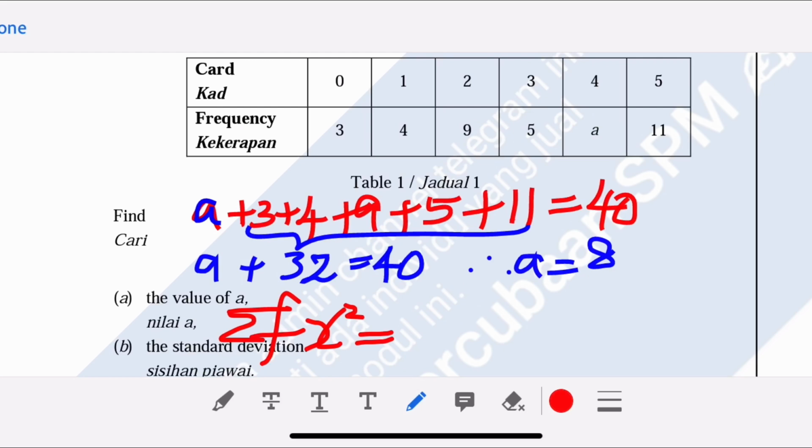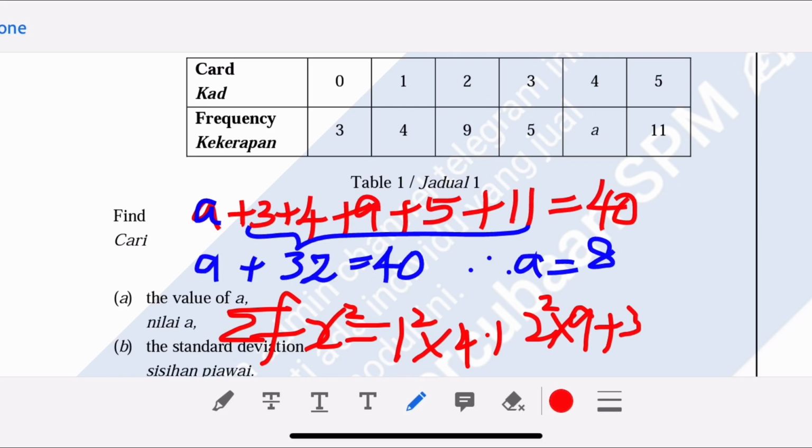The formula for standard deviation, you can copy from the formula list. It's given, but there are many types, I think 3 types. So you should copy the one with the summation of frequency times x square over summation of frequency, minus summation of frequency times x over summation of frequency, and the whole thing square, that is the mean square, and then finally you square root.